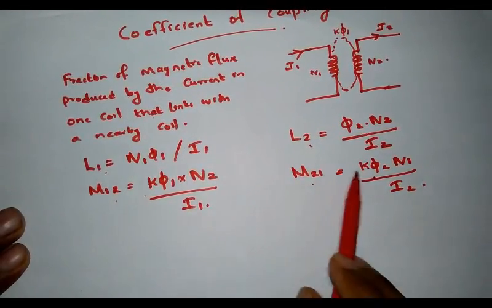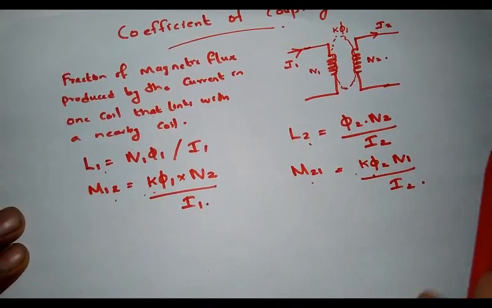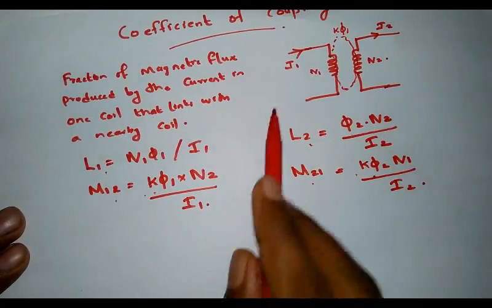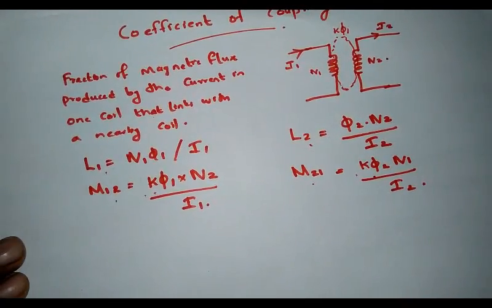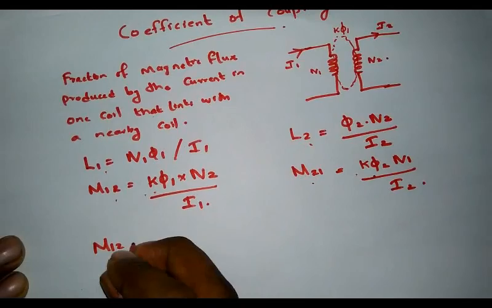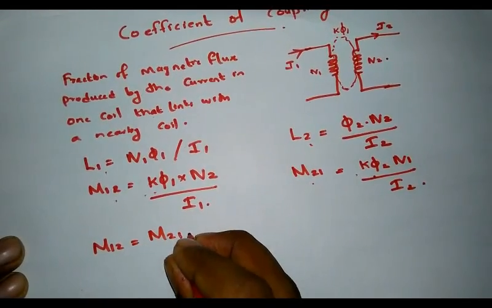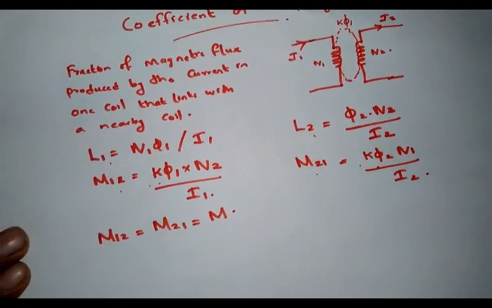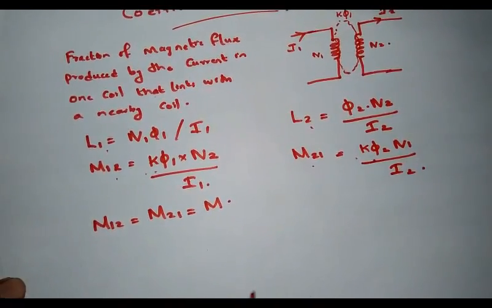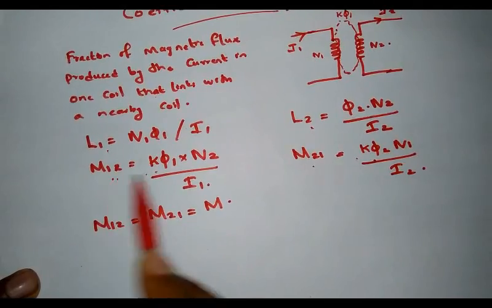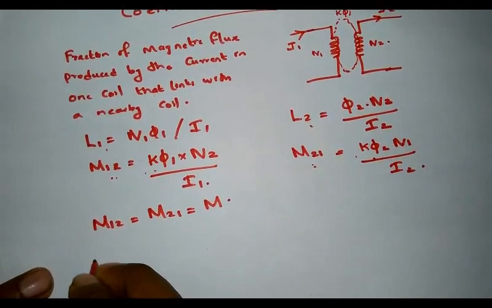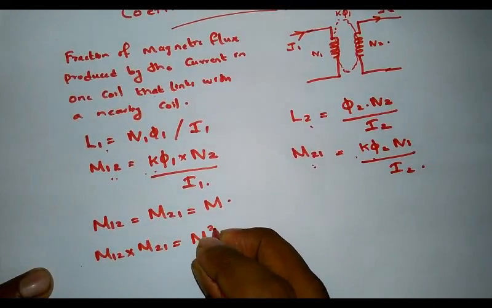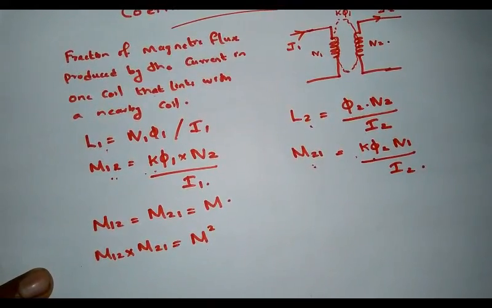From these expressions, we know that the fraction of flux linking from the first coil to the second coil and the fraction of flux linking from the second coil to the first coil are equal. Therefore, the mutual inductances M12 and M21 are both equal to M, where M is the common mutual inductance between the first and second coils. By multiplying M12 and M21, we can write M12 times M21 is equal to M square.